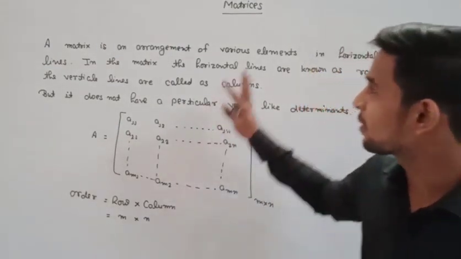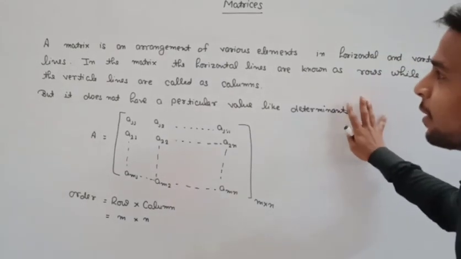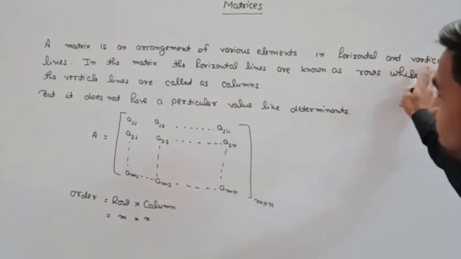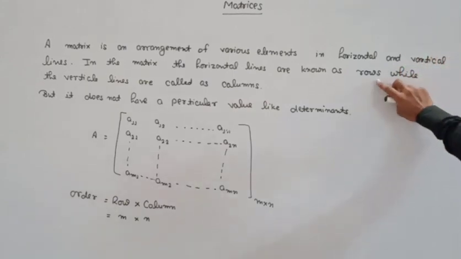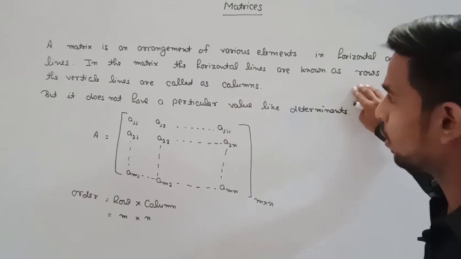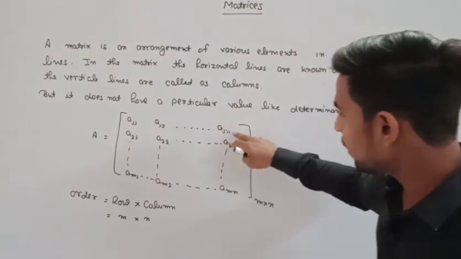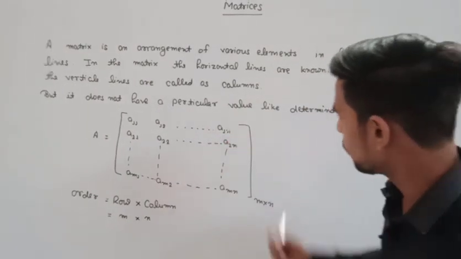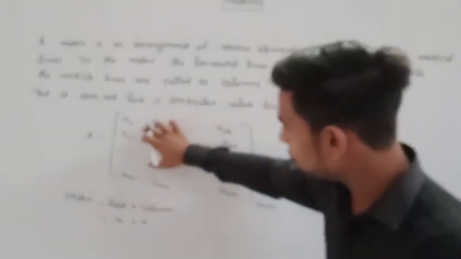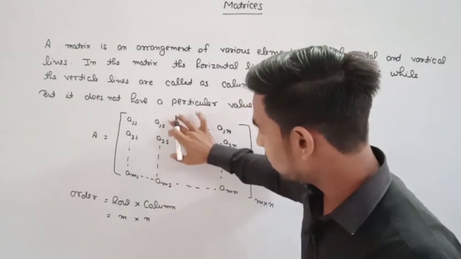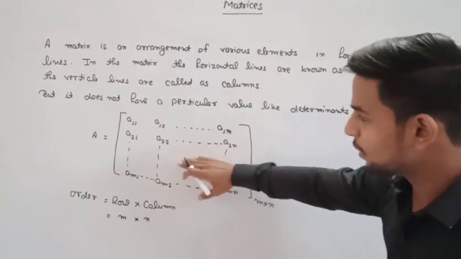Now we will discuss the definition of the matrix. What is the definition of the matrix? A matrix is an arrangement of various elements in horizontal and vertical lines. In the matrix, the horizontal lines are called rows, while the vertical lines are called columns. Here we can see that A11, A12 and A1n is a horizontal line, so it will be known as a row, while A11, A21, Am1 and A12, A22, Am2 are vertical lines and will be known as columns.